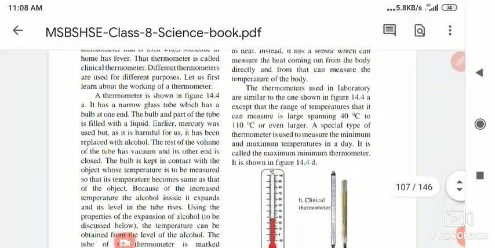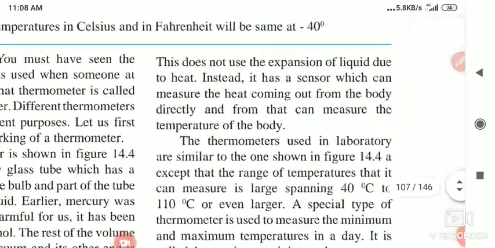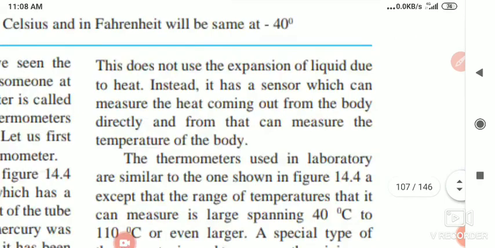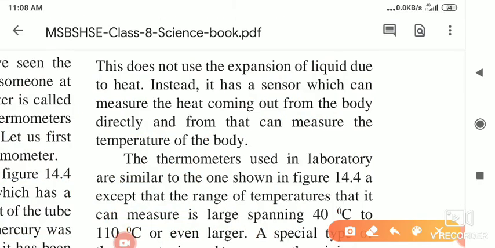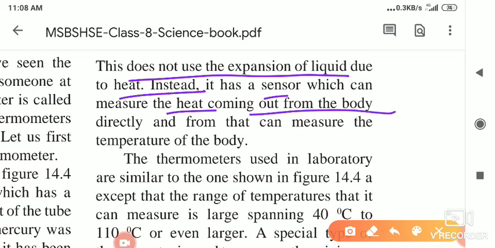Now the next point is, this does not use expansion of a liquid due to heat. Here expansion is not necessary in the digital thermometer, but it has a sensor which can measure the heat coming out from the body. From our body, it measures how much heat is coming. It has a sensor, and by using this sensor it measures the body temperature directly, and from that we can measure the temperature of our body.